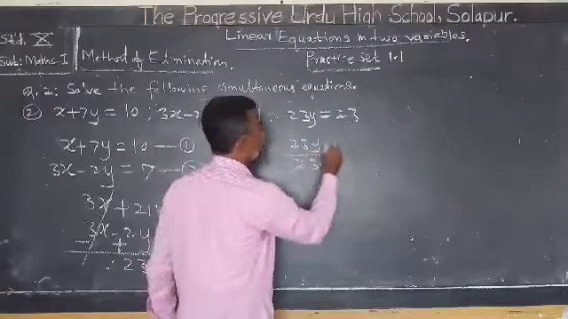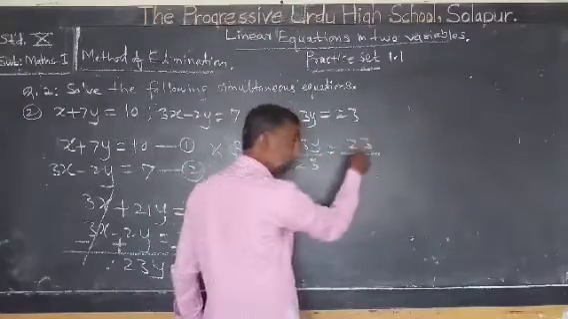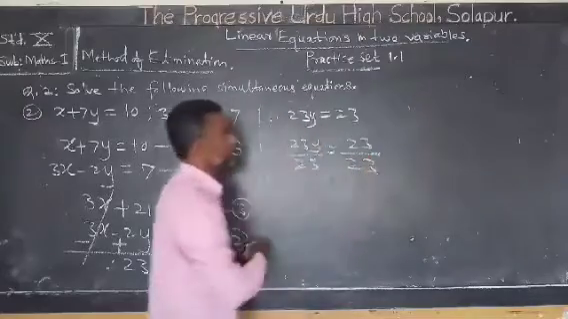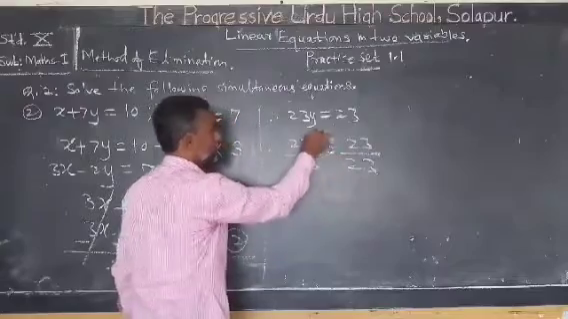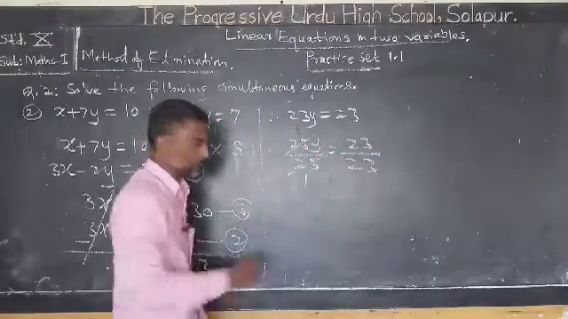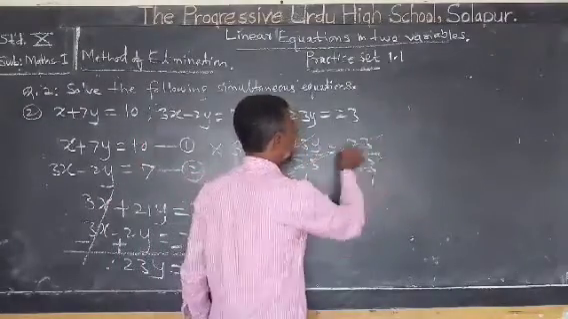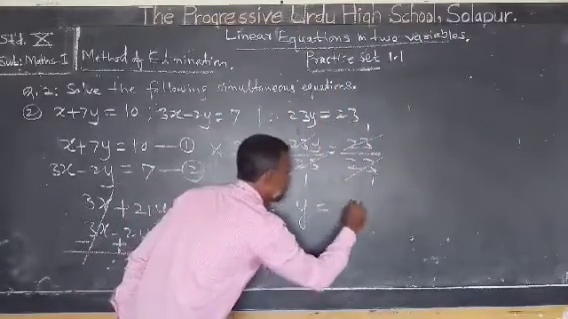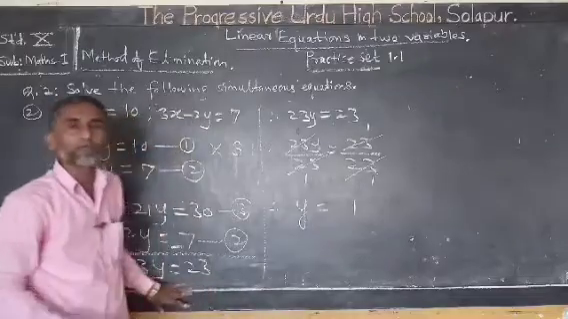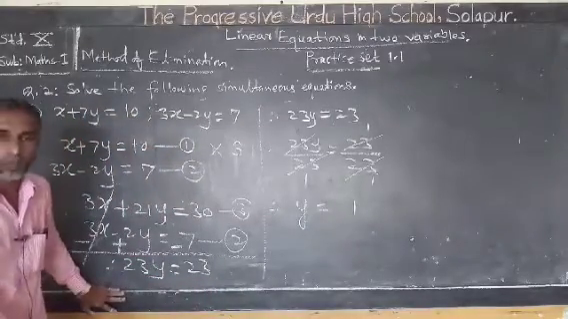23y divided by 23 is equal to 23 divided by 23. 23 ones are 23, 23 ones are 23. Therefore, y is equal to 1. We got the value of the second variable y, that is 1.